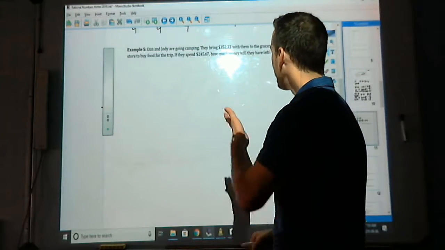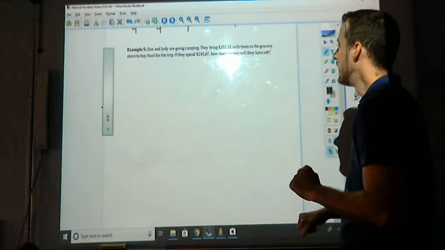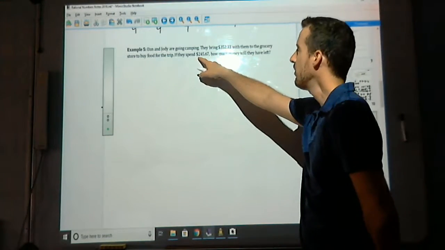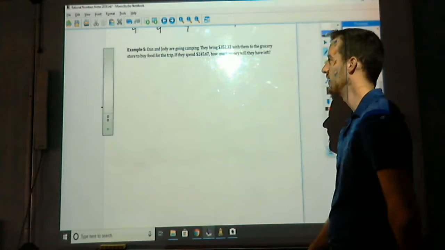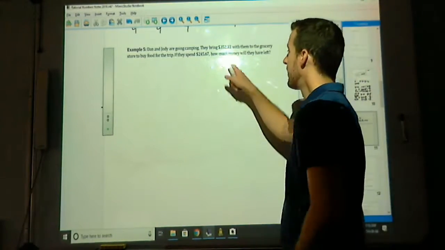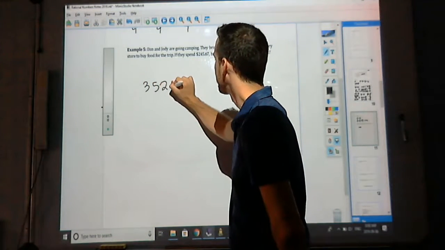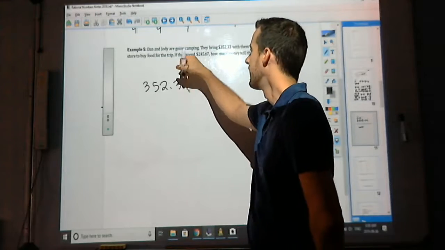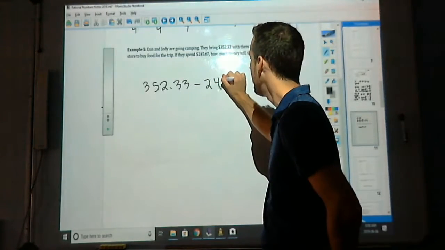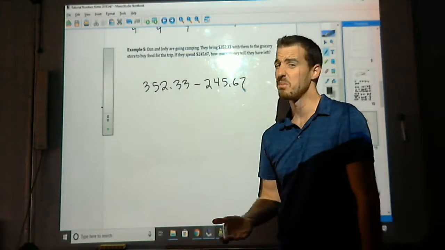So they are bringing $352.33 with them to the grocery store to buy food for the trip. If they spend $245.67, how much money will they have left? All right, guys, so we have a positive number to start. They had $352.33. They spent money, so we're subtracting $245.67. Okay, how do we deal with subtracting decimals?